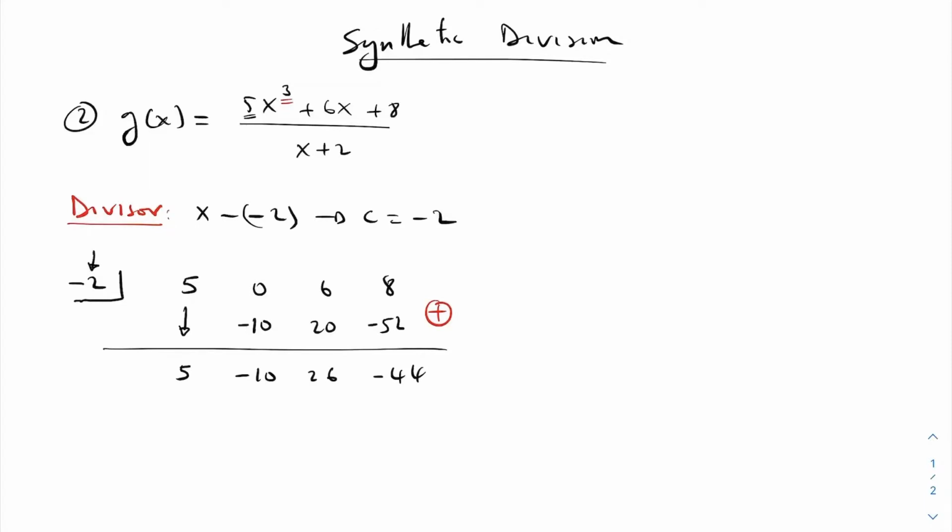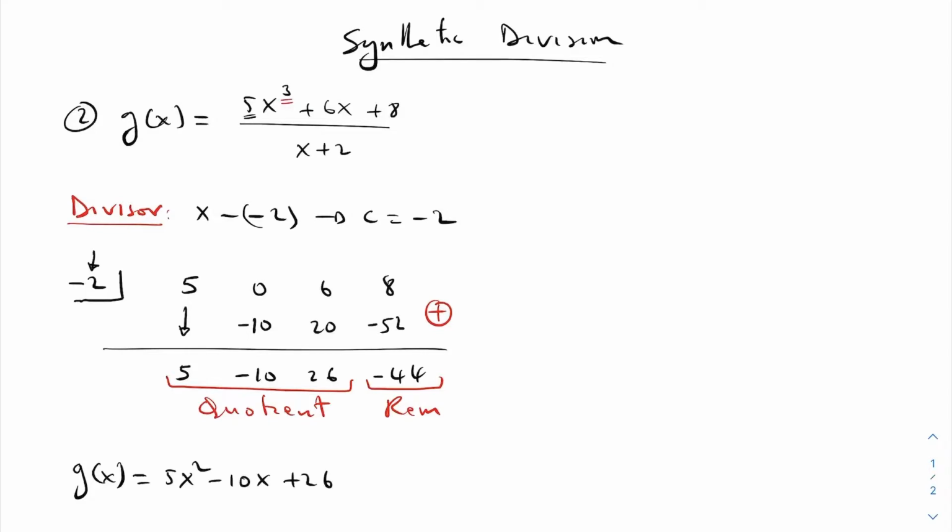Again, negative 44 here is going to be our remainder, while the rest of the coefficients here are going to be the coefficients for our quotient. And since I have 3 coefficients here, our quotient is going to be a quadratic. And so I'm going to have the function g of x equals 5x squared minus 10x plus 26 minus 44 divided by x plus 2. And I am done.